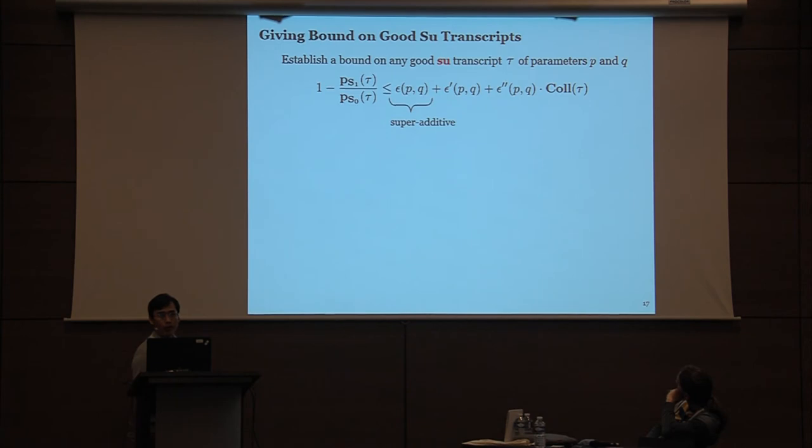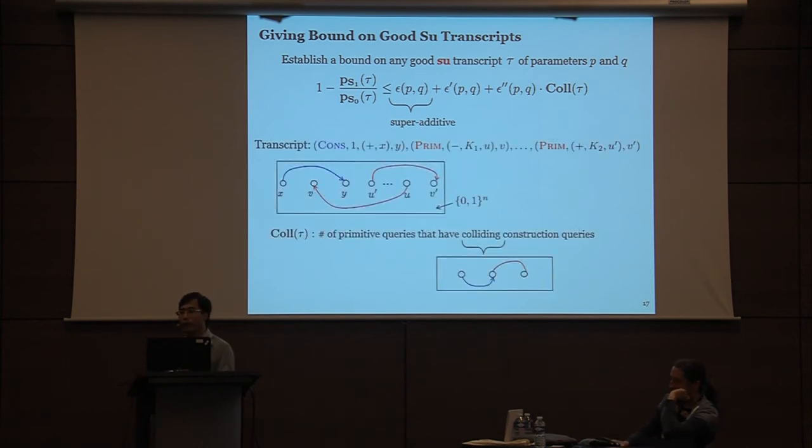Having done so, we now can focus on good sealed transcripts, and again, establish a bound on the ratio of real and ideal probabilities. We then factor these into three terms. The last involves a transcript-dependent quantity, collision tau.